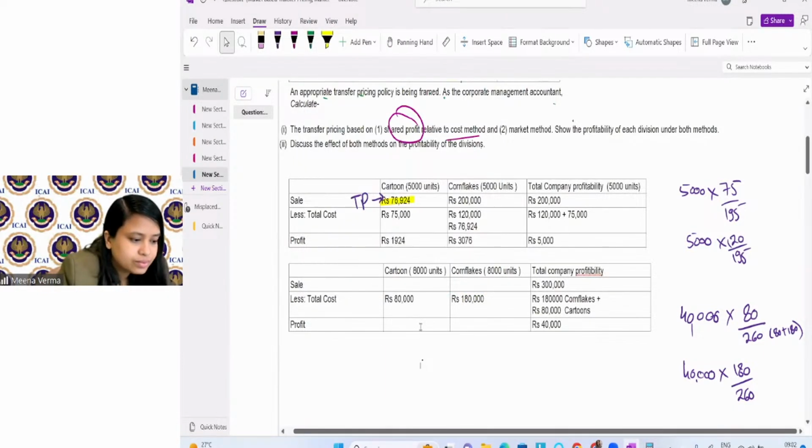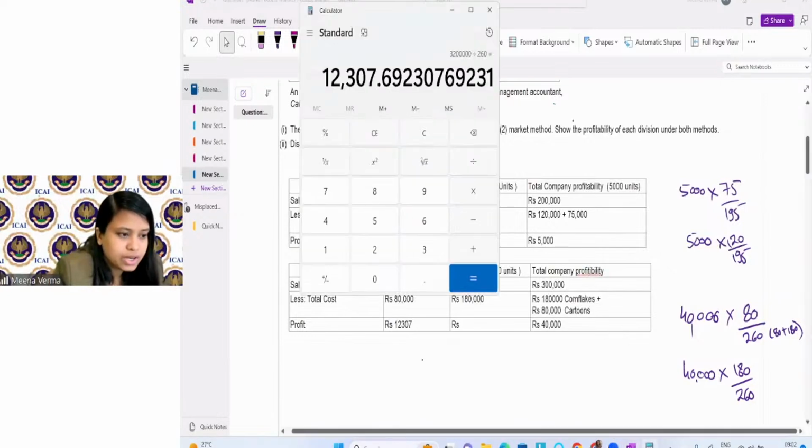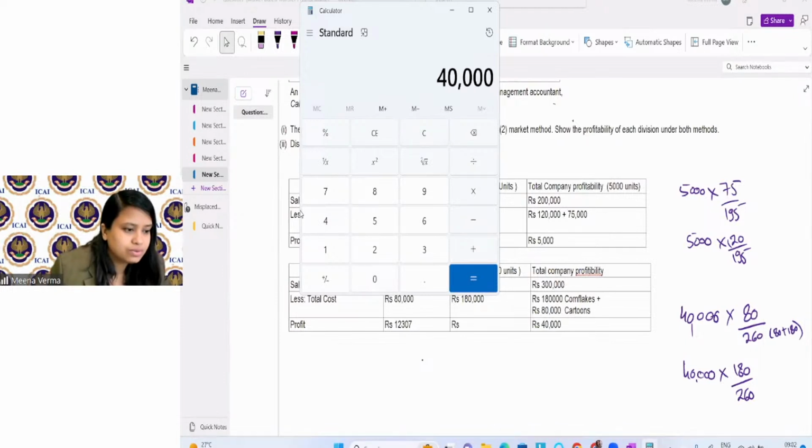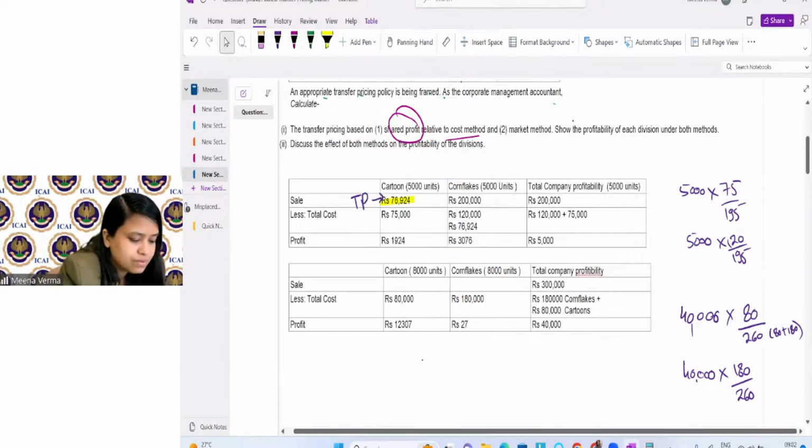12307 rupees. What will be the value here? Rupees 40,000 into 180 divided by 260. So this is coming as 27692. That's it.